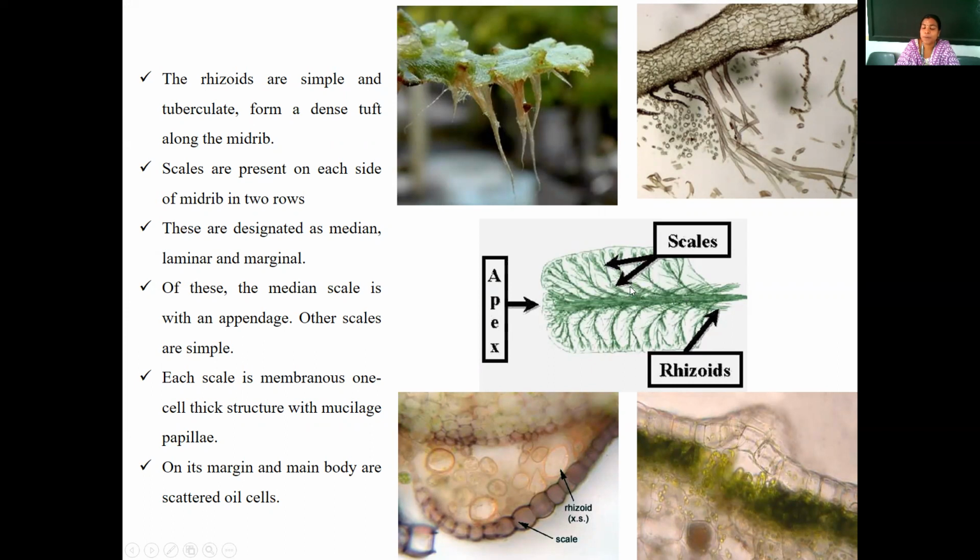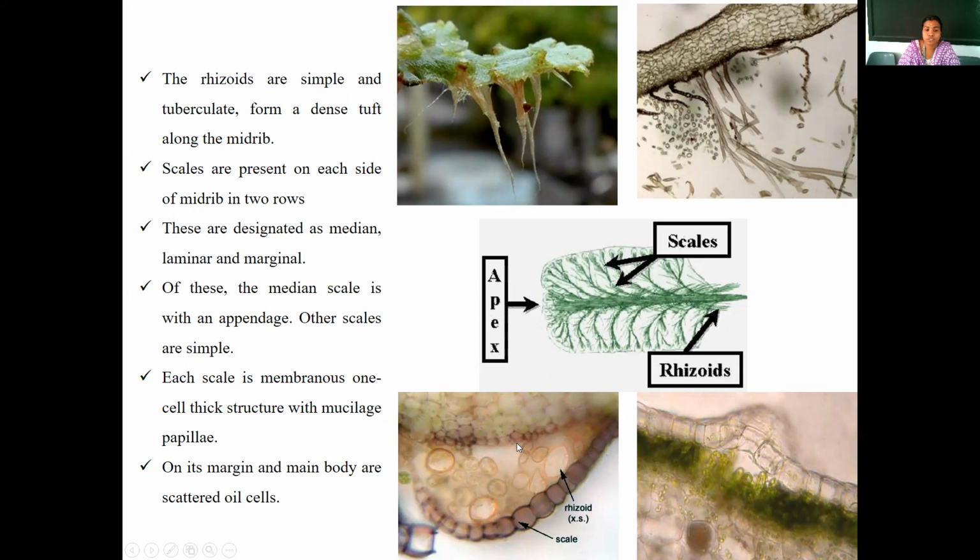So scales are abundantly present in the laminar region. There is a distinct midrib where you can see the rhizoids. So based on the presence of the scales, you can divide them into median scales, present in the midrib, laminar scales, present in the laminar region, and marginal scales, which are present in the margin, or you can say the notch, of the thallus.